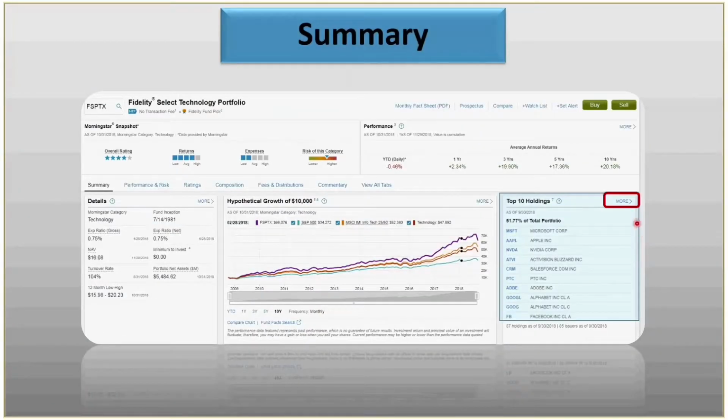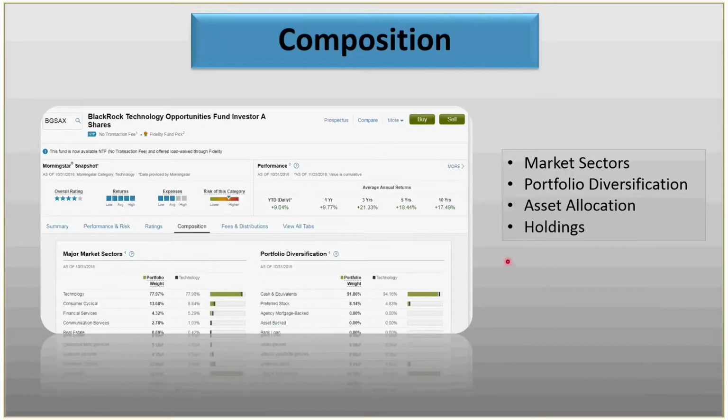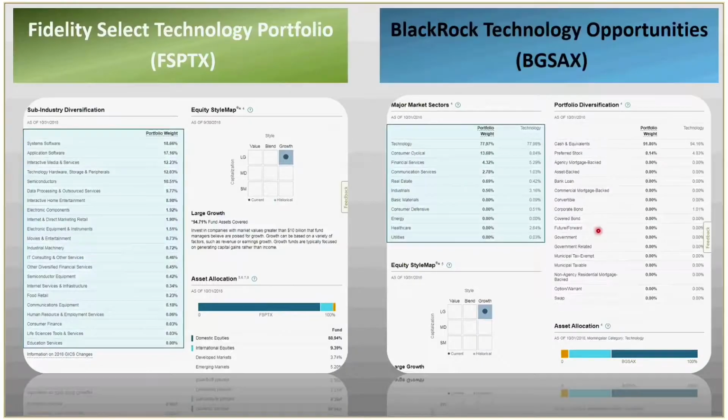So next we're going to look at the composition. If you're on Fidelity, you'll want to go ahead and click the More. And what we're going to cover on this one are market sectors, portfolio diversification, asset allocation, and holdings. So over here we have the sub-industry diversification. And then on this one, we have the major market sectors.